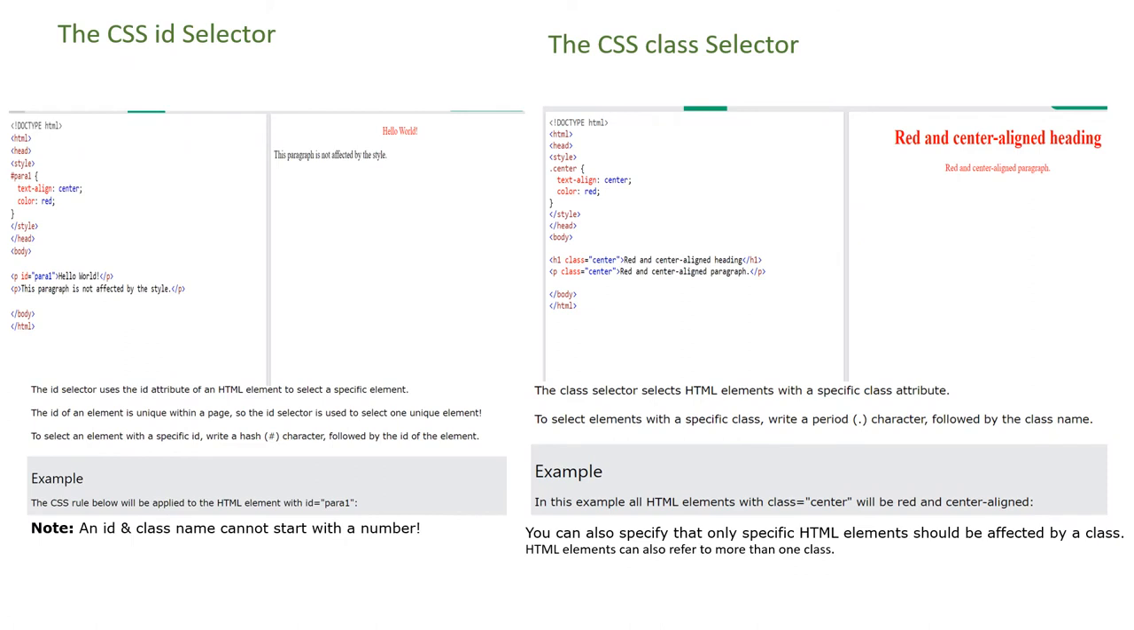So next one is the CSS ID selector and the CSS class selector. What is the difference between the ID selector and the class selector? Let's see one by one.